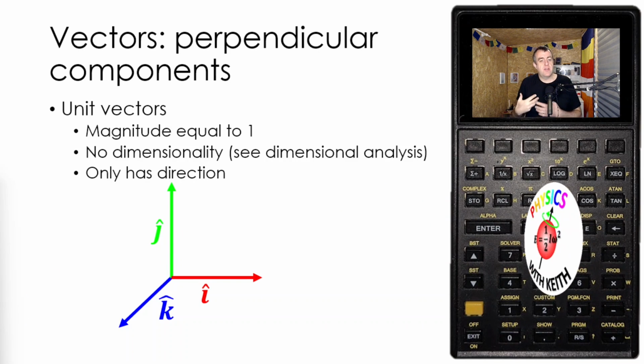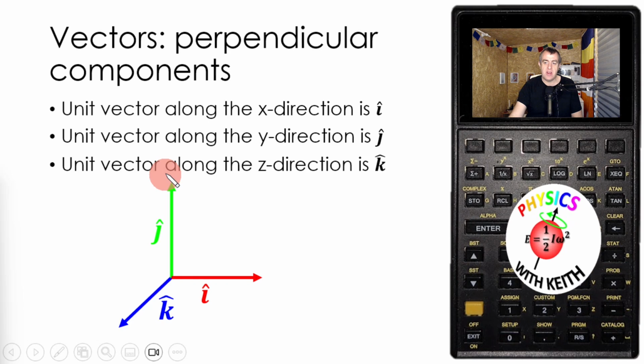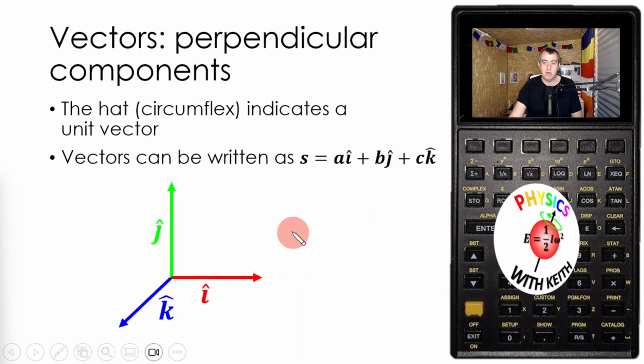So, unit vectors. Unit vectors are vectors along each of those cardinal directions, X, Y, and Z. But these unit vectors only have a magnitude of 1, and they don't actually have any dimensionality. Now, what are dimensions? We'll talk about that later. So these unit vectors only have direction. In the direction X, we have the unit vector i. In the direction Y, we have the unit vector j. In the direction Z, we have the unit vector k. And we indicate they are unit vectors by putting that little hat over the top, a circumflex symbol. That tells you that you have unit vectors.